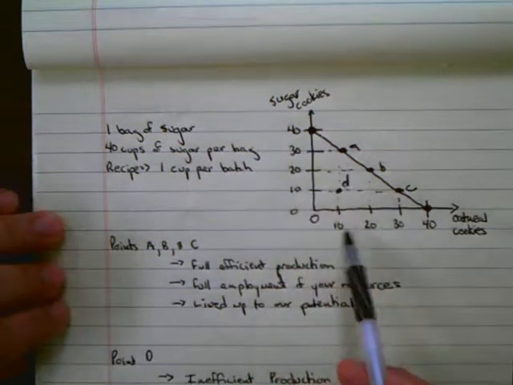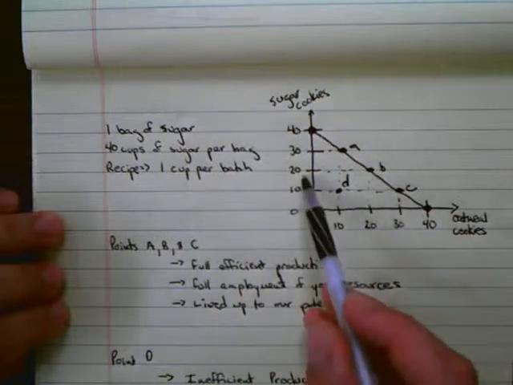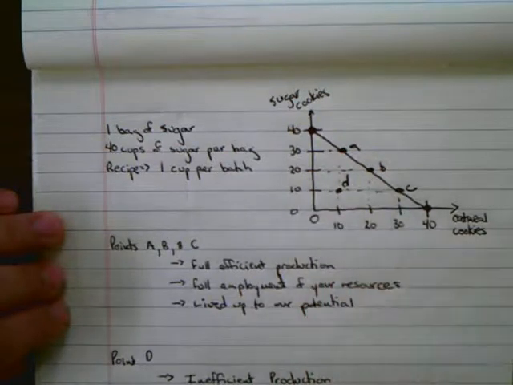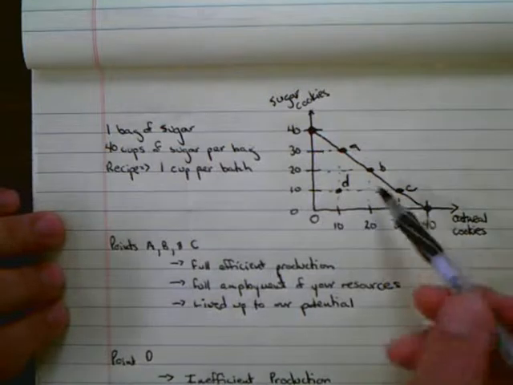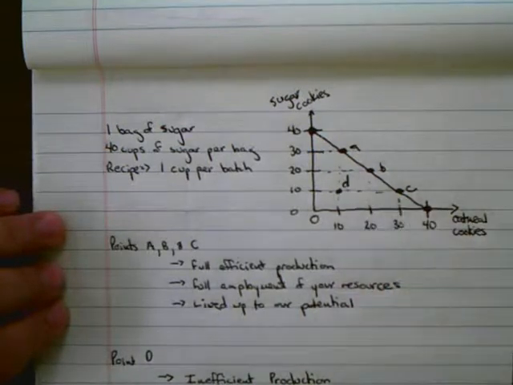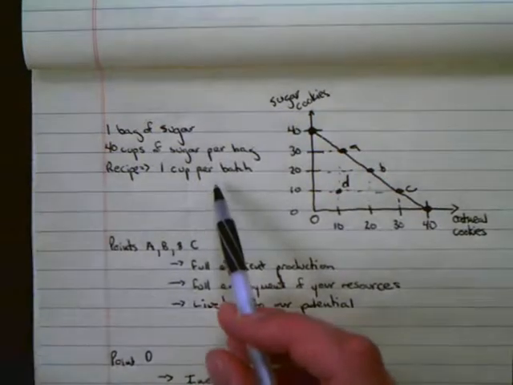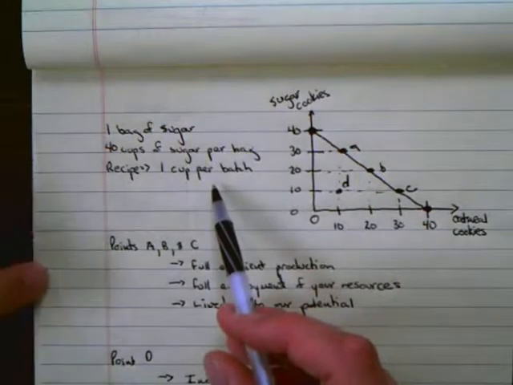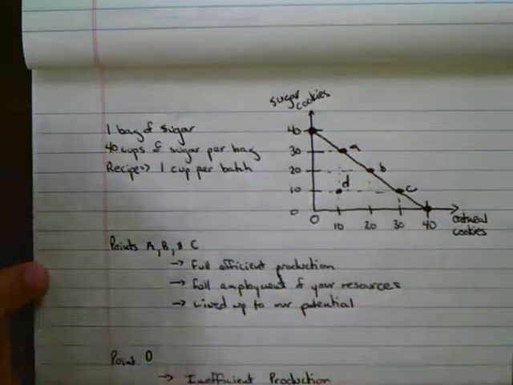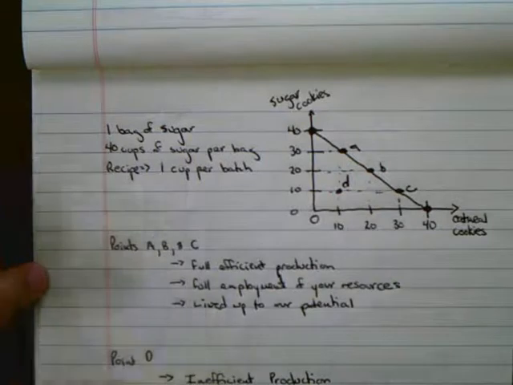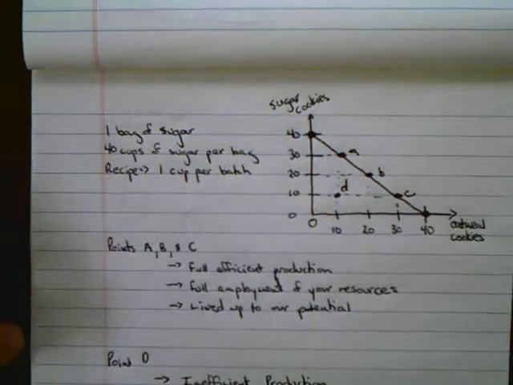And what we said is that whether it's point A, 30 batches of sugar cookies and 10 batches of oatmeal, or point B, 20 batches of sugar cookies and 20 batches of oatmeal, what we established was that any point on the curve, point A, B, or C, represents full efficient production, that we fully employed all of our resources. And we lived up to our potential. We were given a certain amount of potential to produce a certain amount of cookies, and if we made 40 batches of cookies, which A, B, and C did, we did live up to our potential.